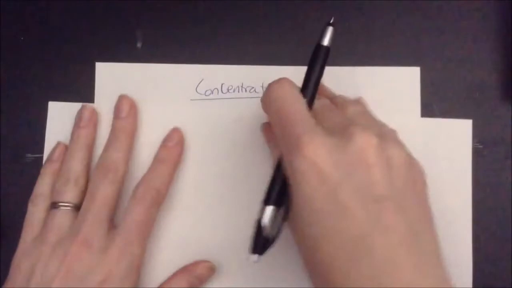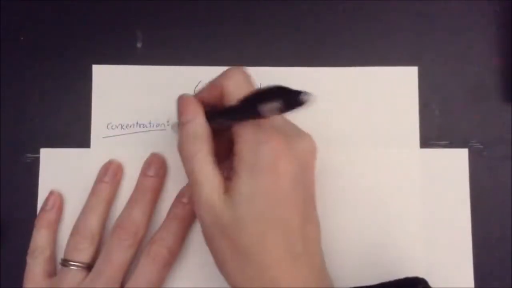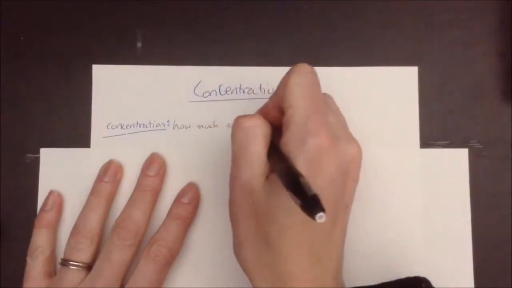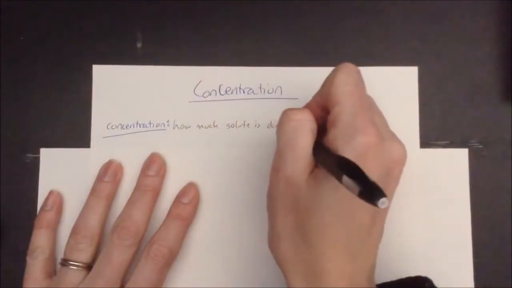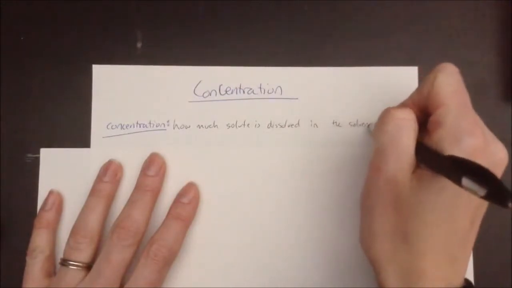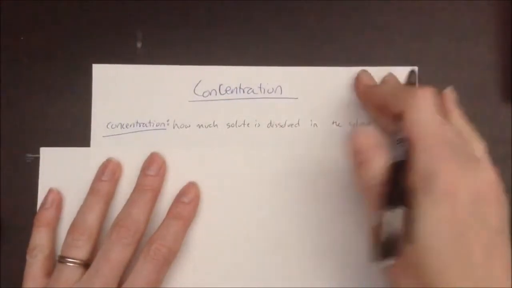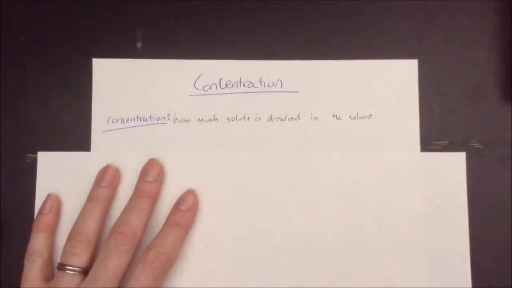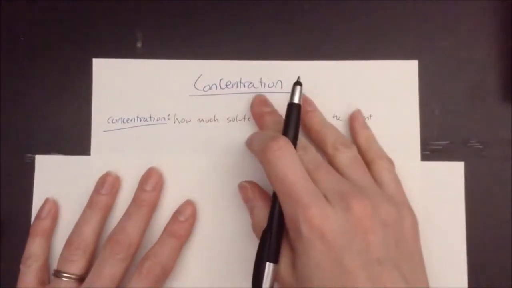When we talk about concentration, we're talking about how much solute is dissolved in the solvent. Okay, so remember the solute is what's being dissolved and the solvent dissolves it. And when we talk about concentration, we're referring to how much of each, what's the relative amount.